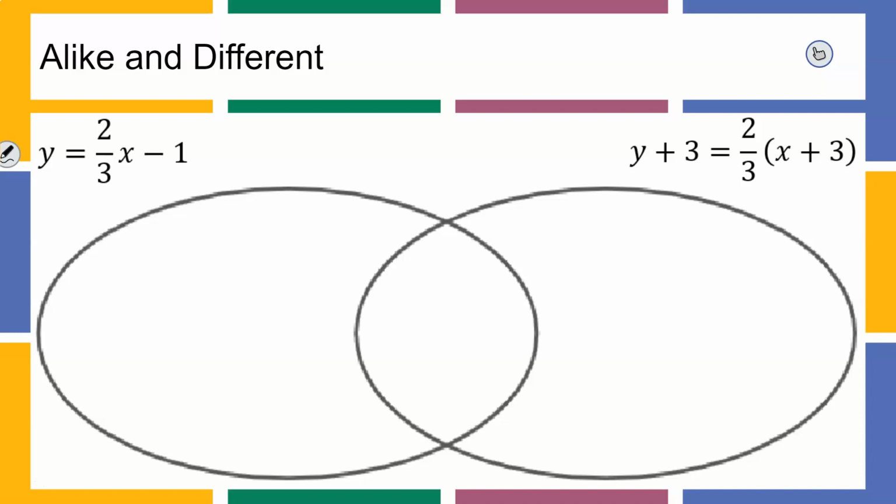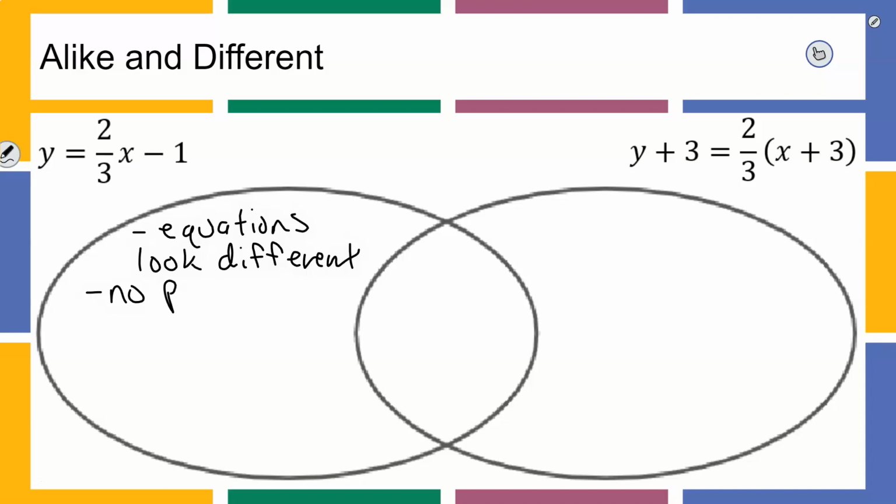Can be obvious things, can be things that we solve to figure out. What do you mean by that? They're just different equations. Okay, so the equations look different. Anything else? The one on the left has no parentheses. That can be a difference for both. So this one doesn't have parentheses, this one does have parentheses.